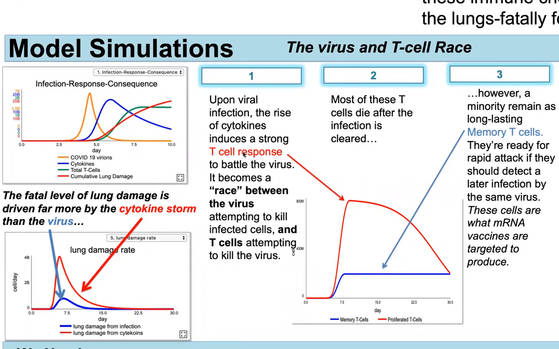Another view from the simulations shows what is potentially happening in the race between the virus attempting to invade the body and the T cells trying to kill the virus. We see a surge in the T cell response followed by a decline after the virus is cleared. However, part of the T cells become memory T cells and remain ready to deploy should any new infection start, illustrating how the mRNA vaccine works.